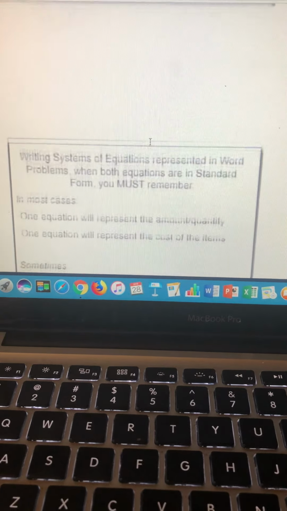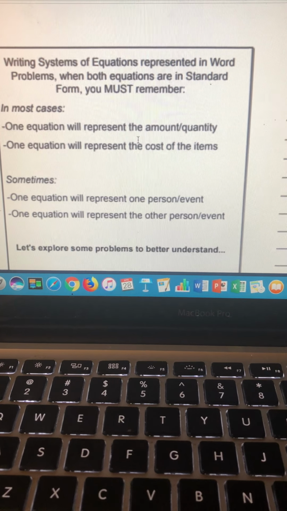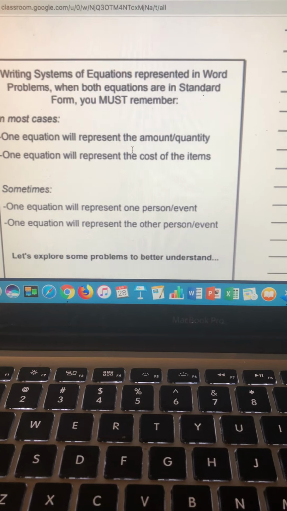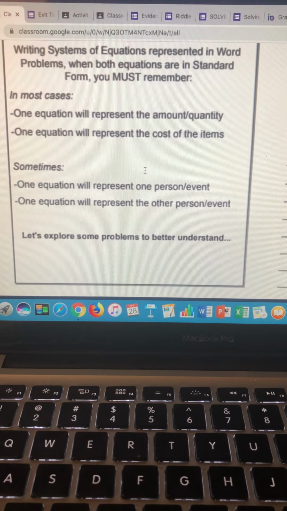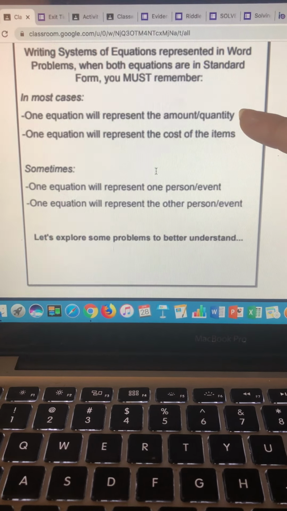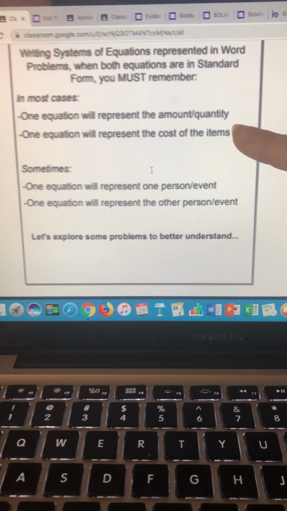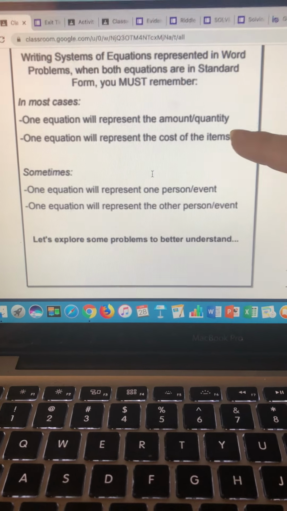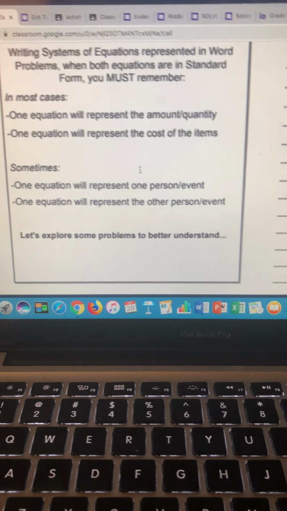Okay? Today we are focusing on writing systems of equations represented in word problems when both of the equations are in standard form. Now in these problems, in most cases, one of your equations will be talking about the amount or the quantity. The other equation will be talking about the cost of the items.